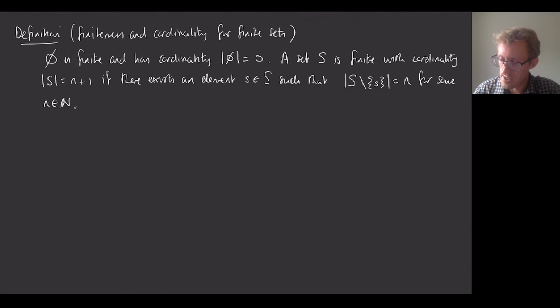Okay, so a set S is finite with cardinality n plus 1 if there exists an element such that getting rid of that element leaves us with a set that has cardinality n. If that's not the case, so if it's not possible to get rid of an element and be left with something that has cardinality that's a natural number, then, otherwise, the set S is said to be infinite.